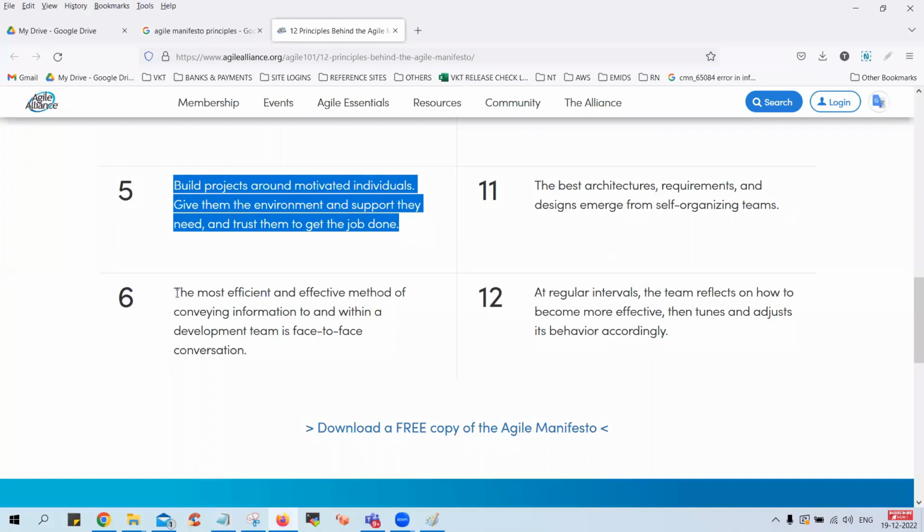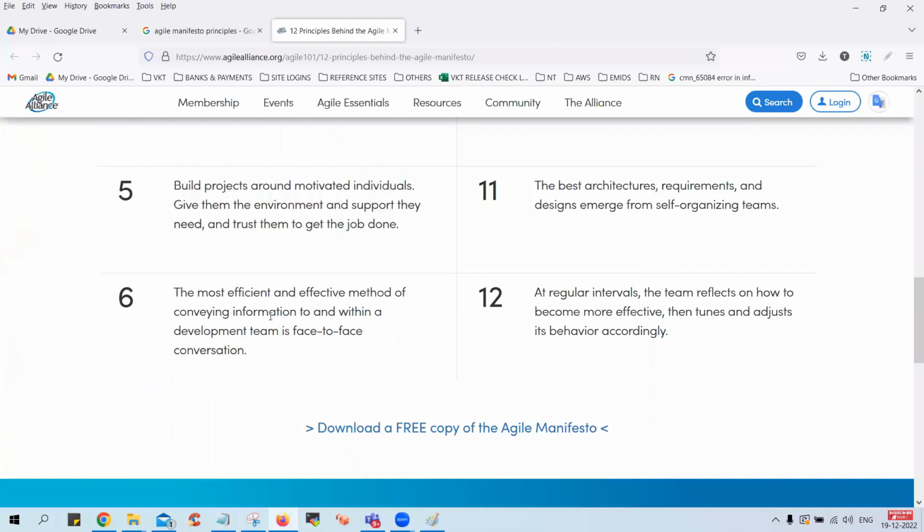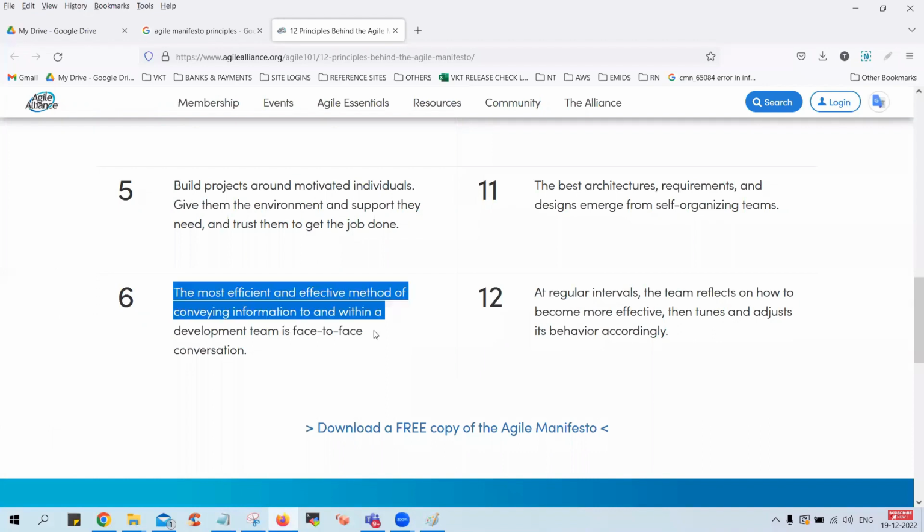The next, sixth one: the most efficient and effective method of conveying information to and within a development team is face-to-face conversation. Do you agree with this? That is the reason we have everyday calls, right? So in software companies, guys, once you get the job, don't think that once in a while they'll call and ask what's happening. No. On an everyday basis, we have a concept called daily scrum, or people also call this a stand-up call. The intention of such calls is to convey information or to know the progress of your project, what activities you are doing, how far it is completed, any challenges or impediments, and also to have a clear picture of the project objectives.